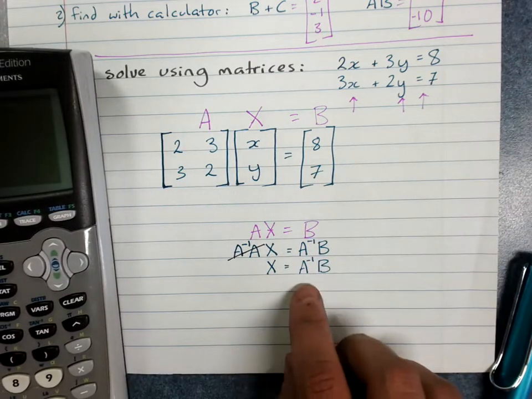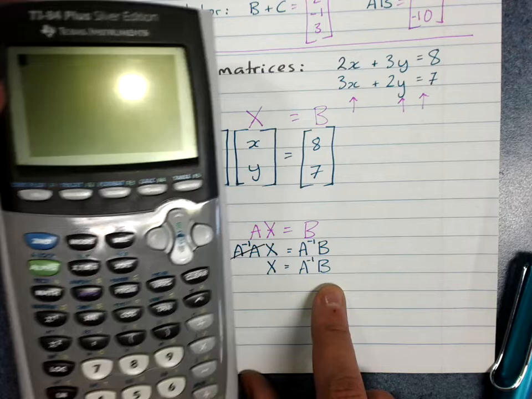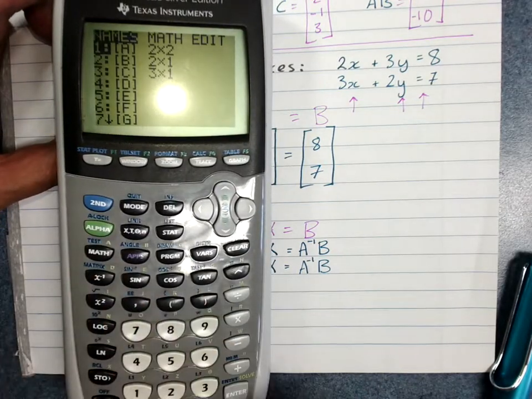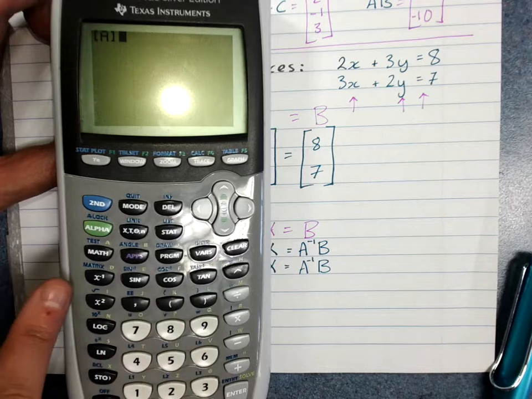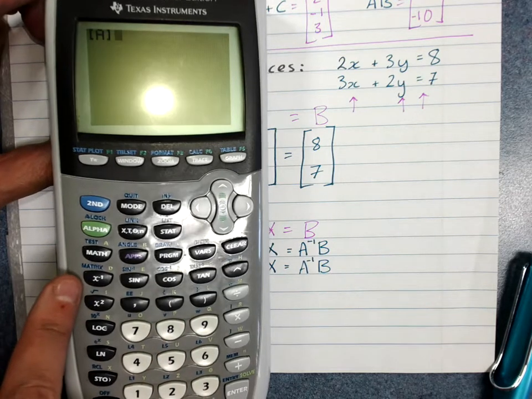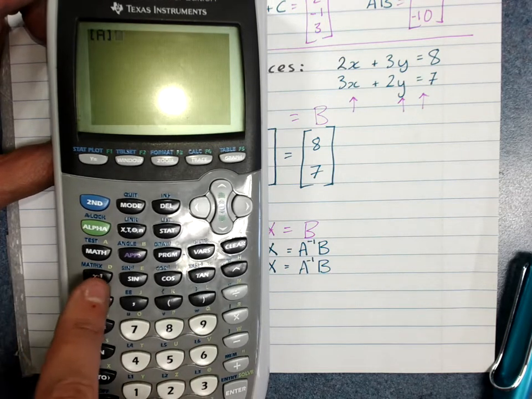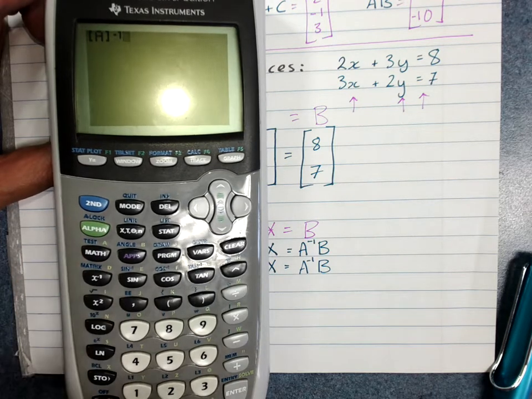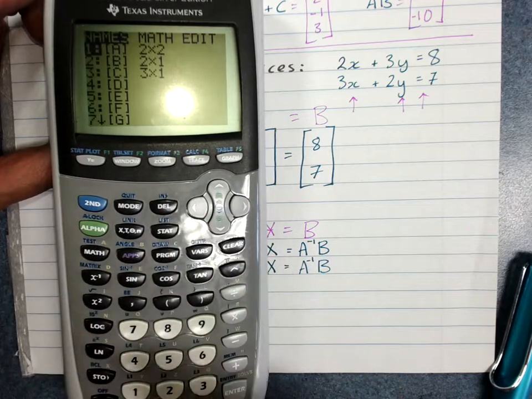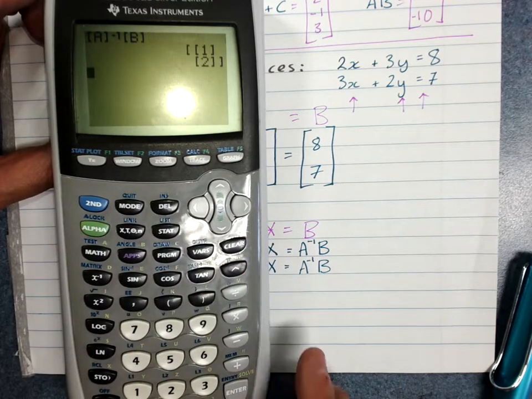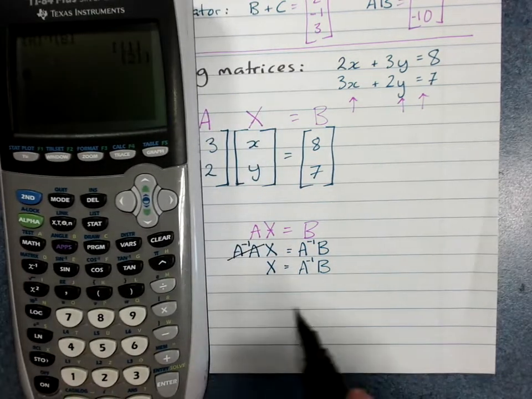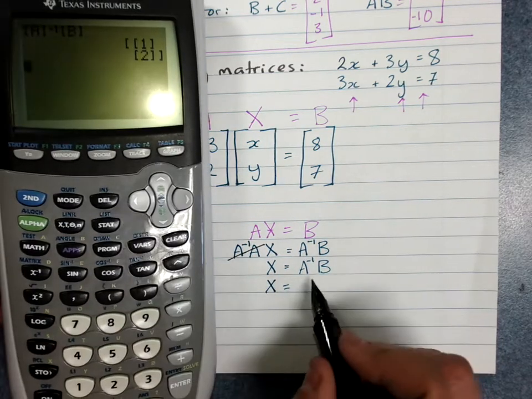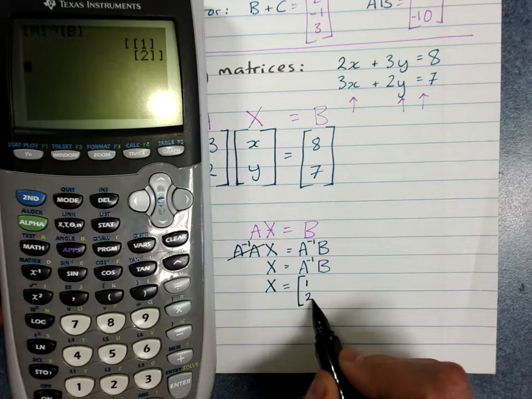I need to do inverse A times B. And to do that, hop into the matrix menu and get matrix A, and the inverse key is the x to the power of -1 key, but without the second function. So there's that one. To multiply by b, hop into the matrix menu and get matrix B. And this says x equals a matrix of 1, 2.